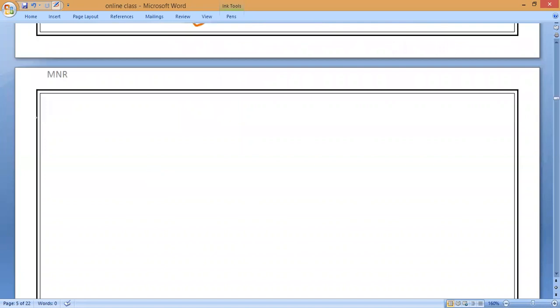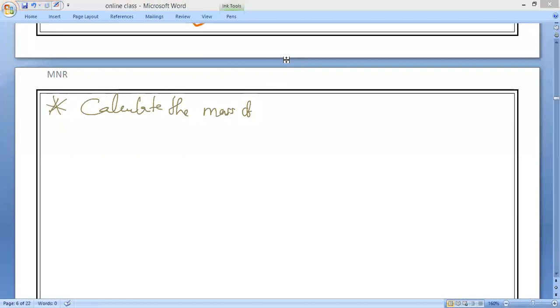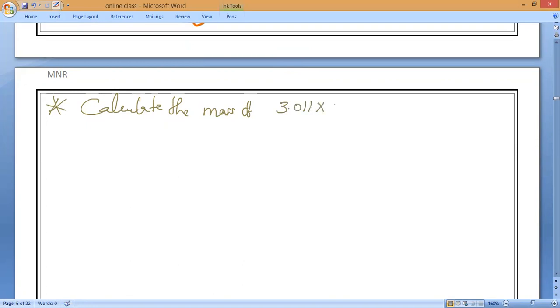Calculate the mass of 3.011 into 10 power 24 molecules of CO2. All of you should write. That's all it is. Calculate the mass of 3.011 into 10 power 24 molecules of CO2.